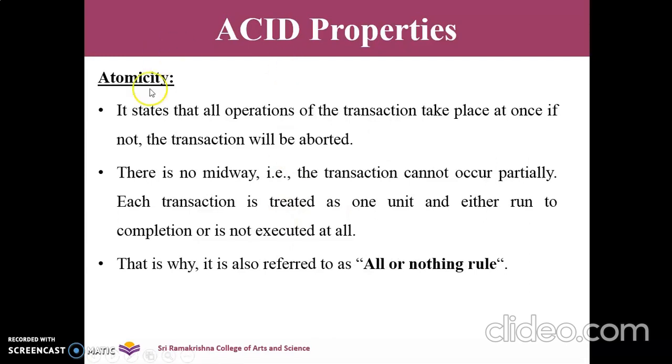The atomicity property states that all operations of a transaction should take place at once. If it is not done within a whole unit, then the transaction will be aborted. There is no midway, which means there are no partial transactions. Each transaction is considered a single unit, and it should be completed as a single unit. This type of rule is known as the all or nothing rule. This is called atomicity.